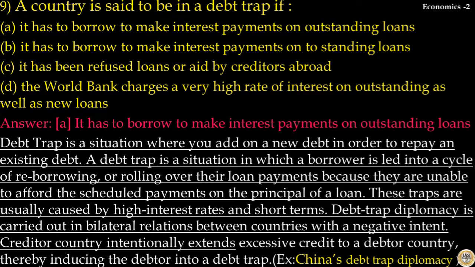A debt trap is a situation in which a borrower is led into a cycle of reborrowing or rolling over their loan payments because they are unable to afford the scheduled payments on the principal of a loan. These traps are usually caused by high interest rates and short terms. Debt trap diplomacy is carried out in bilateral relations between countries with a negative intent. A creditor country intentionally extends excessive credit to a debtor country, thereby inducing the debtor into a debt trap. Example, China's debt trap diplomacy.